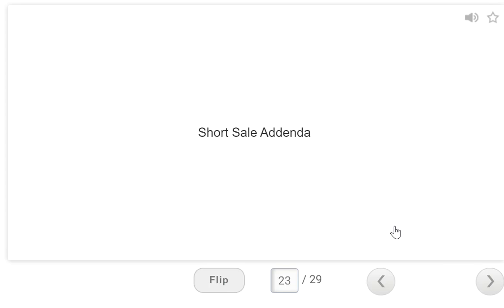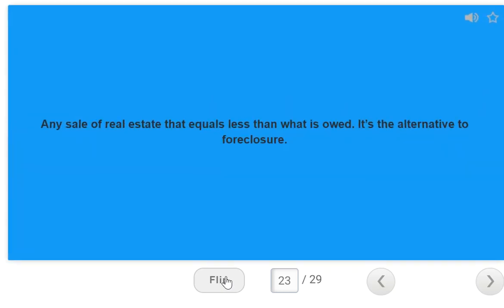So what's a short sale addenda? This is any sale of real estate that equals less than what is owed. It's the alternative to foreclosure. So that one's easy to remember. Short sale, less than what is owed.